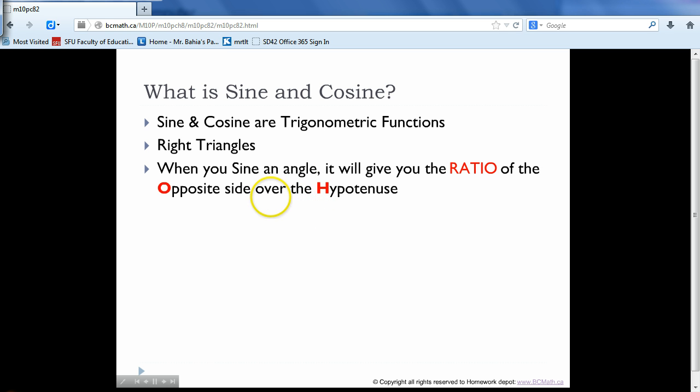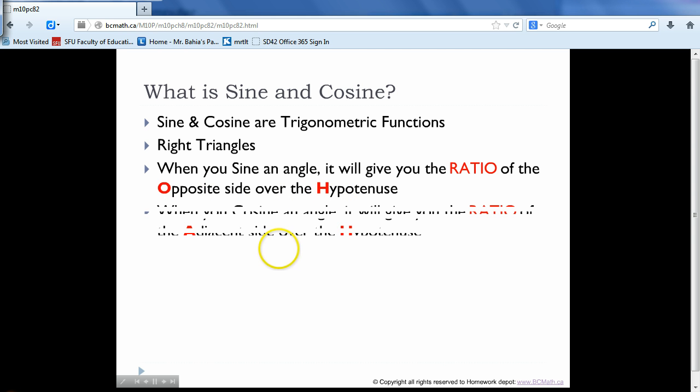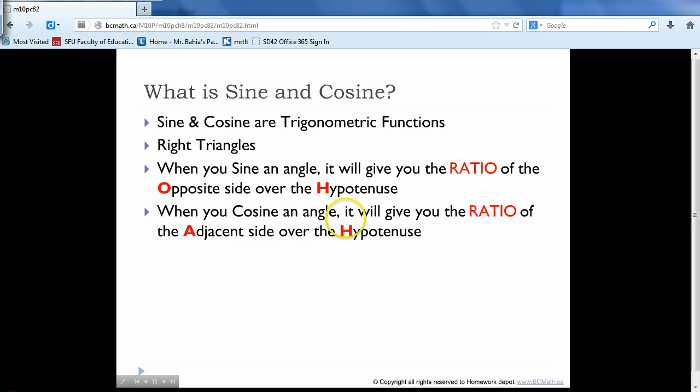And sine, when you apply the sine function to an angle, it gives you the ratio of the opposite over the hypotenuse side. Tangent gave you the ratio of the opposite over the adjacent side. So that's how they're different. Sine gives you opposite over hypotenuse. Cosine gives you the ratio of the adjacent over the hypotenuse.